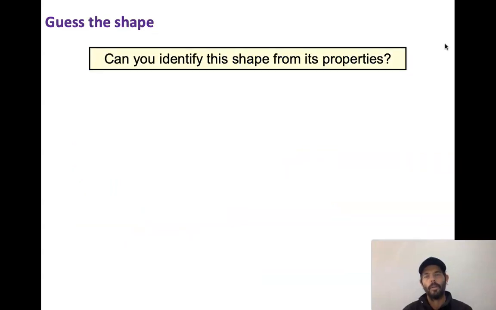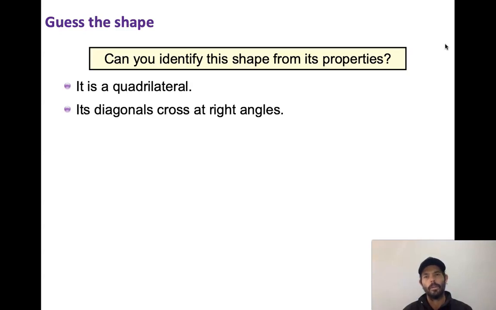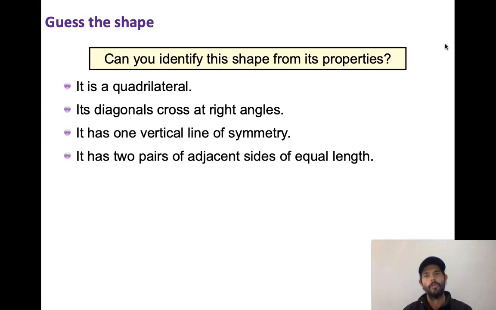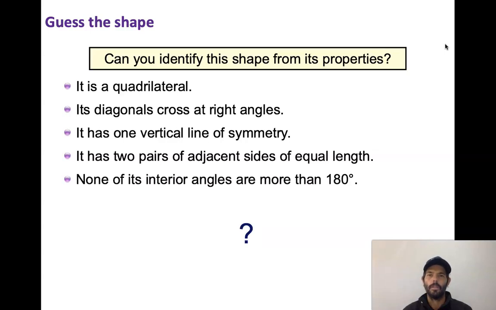Okay, so guess the shape. Can you identify the shape from its properties? Let's see how well you have been listening. It's a quadrilateral. Its diagonals cross at right angles. It has one vertical line of symmetry. It has two pairs of adjacent sides of equal length. None of its interior angles are more than 180 degrees. So I'll give you a couple of seconds to think about that.